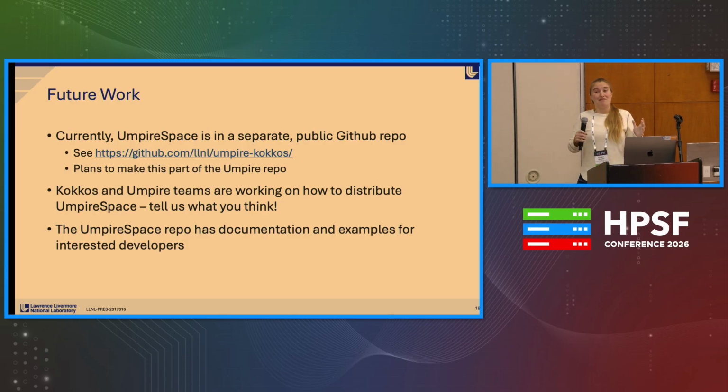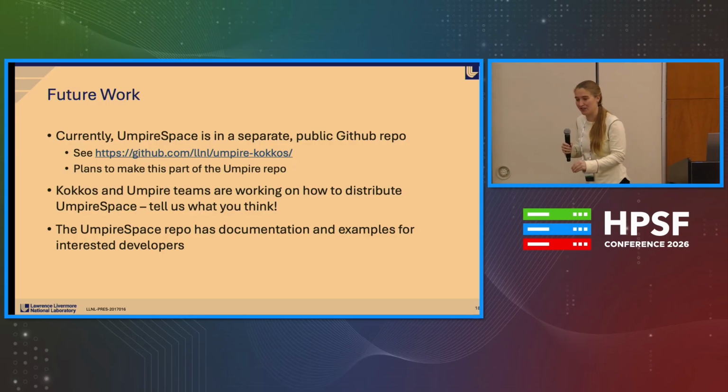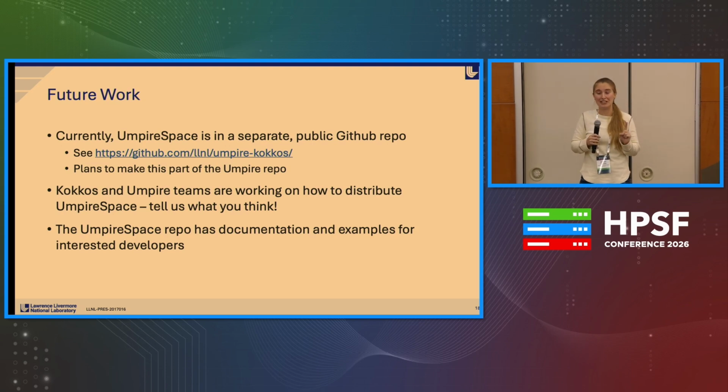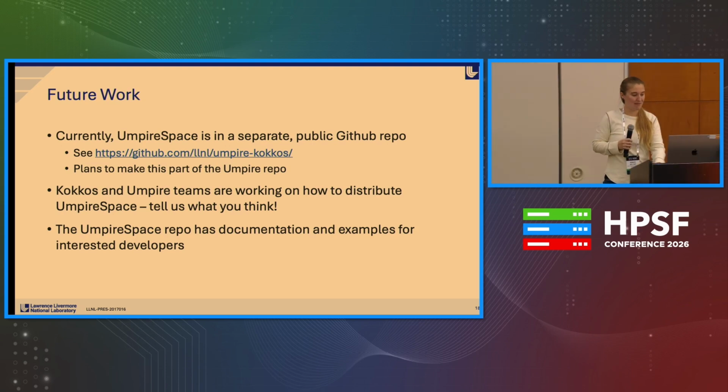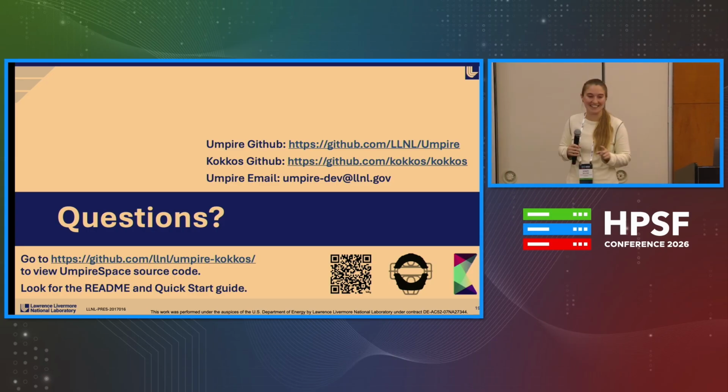And my favorite part, UmpireSpace has some really cool documentation and an example and some step-by-step instructions on how to build everything together, because like I said, right now it's in a separate repo, so it's not optimal for trying to build into Umpire and Kokkos, but I have some really good step-by-step instructions. You can test me on that. Just how good is it?